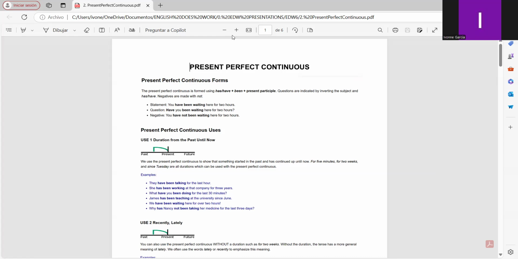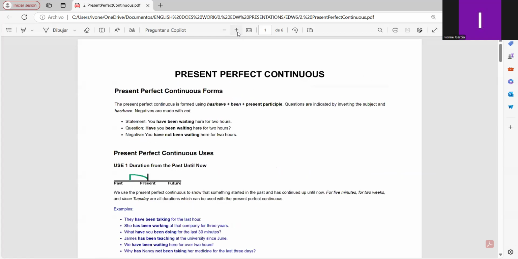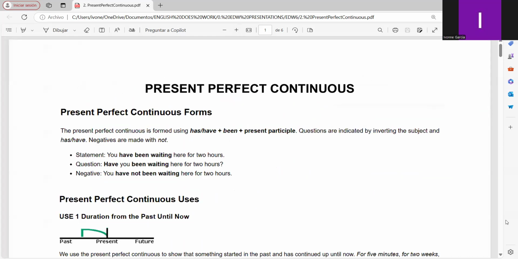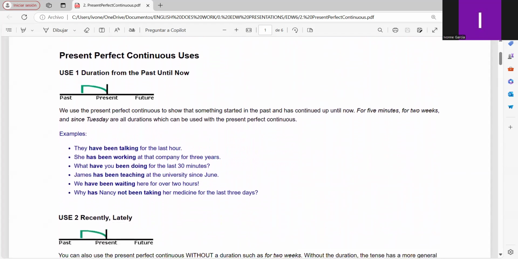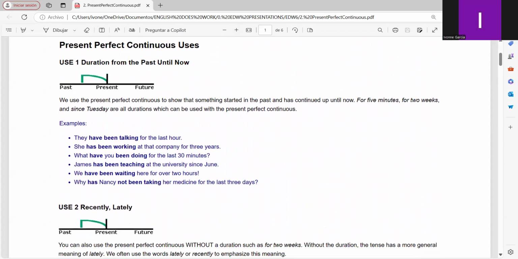So how do I know when to use the present perfect continuous? I think this is much better. We use it when we want to emphasize the duration from the past until now. So we have the past, and they started in the past. Now we are in the present. They maybe will continue in the future because it's continuous. And I want to emphasize that duration.